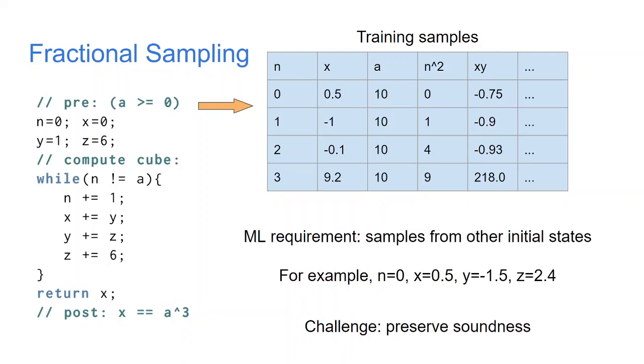From the machine learning perspective, we hope to have more samples from other initial states. For example, here we show the samples if we run the program from n is 0, x is 0.5, y is minus 1.5, and z is 2.4. However, this contradicts the precondition of the loop and leads to unsound invariants.